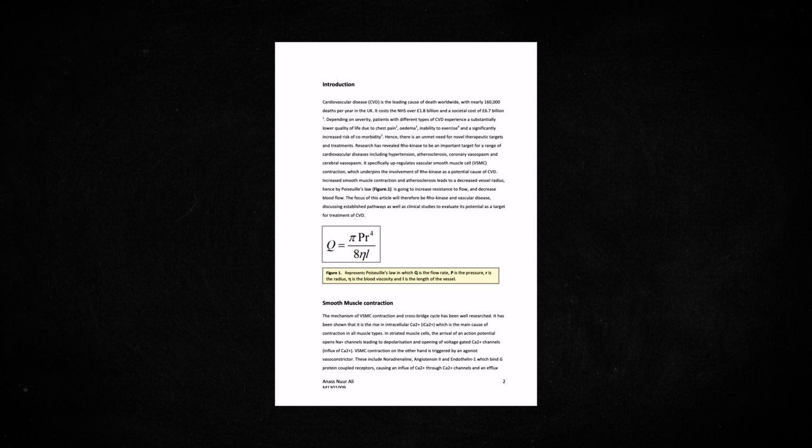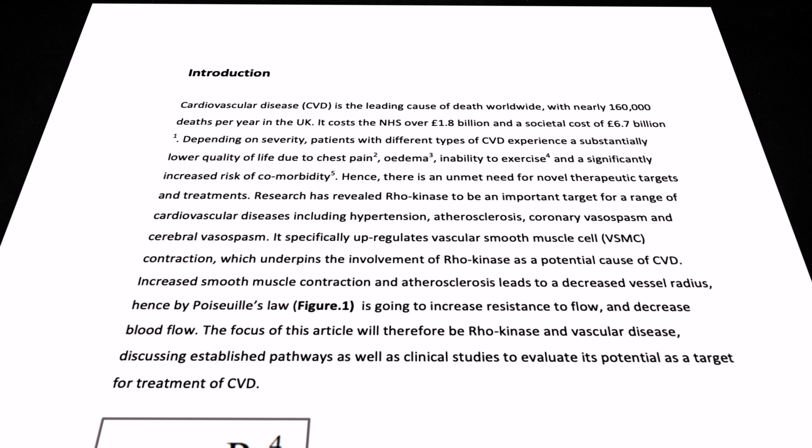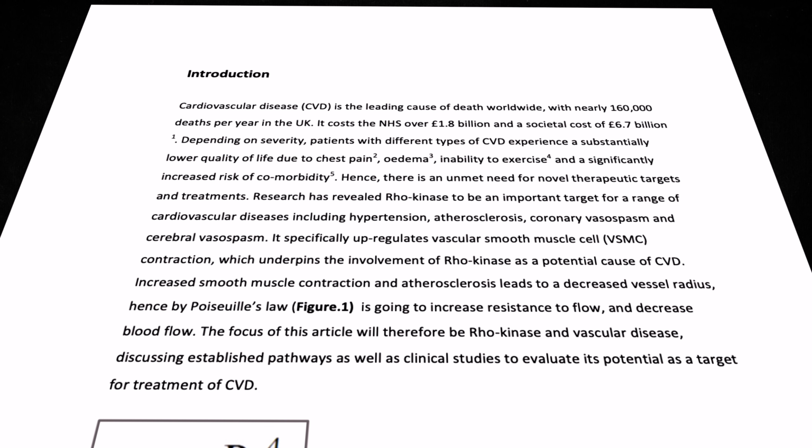So let's take the example of that same Rho kinase essay that I wrote, and I felt like this introduction was quite good. So let's analyze it. Off the bat, I started off with some compelling statistics that are bound to capture the reader's attention. Cardiovascular disease is the leading cause of death worldwide, nearly 160,000 deaths per year in the UK. And then we move on to the financial impact, which is 1.8 billion spending by the NHS and 6.7 billion societal cost. Okay, so these are quite important statistics, right?